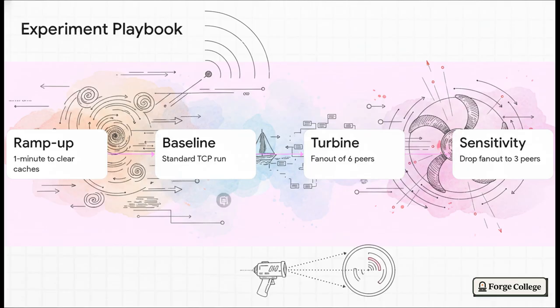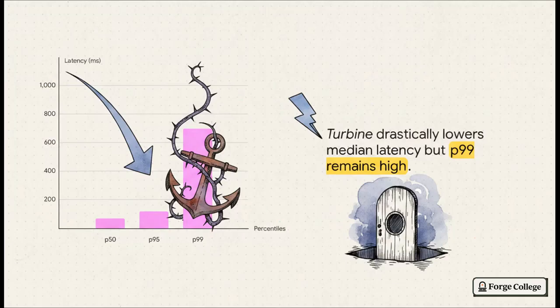Let's take a look at the radar data. Wow, look at the story this data is telling us. The first metric shows that Turbine drops our median P50 latency drastically. We're talking from 160 milliseconds down to just 70. And the P95 drops beautifully too, going from 350 down to 120 milliseconds. That is a huge win.